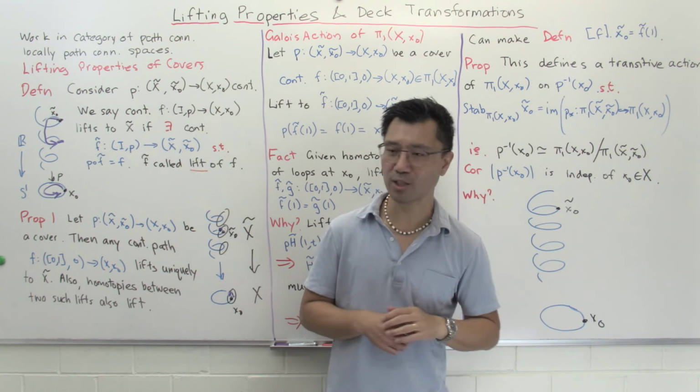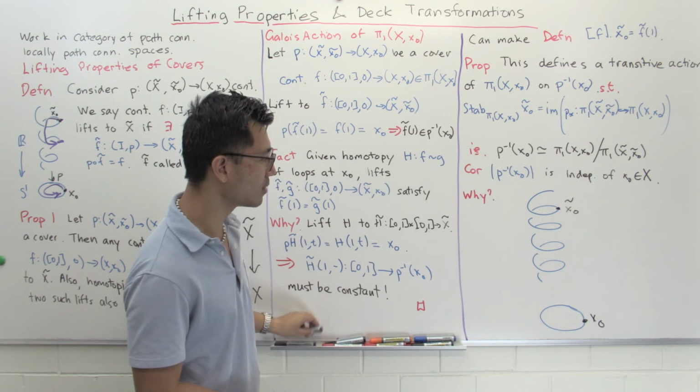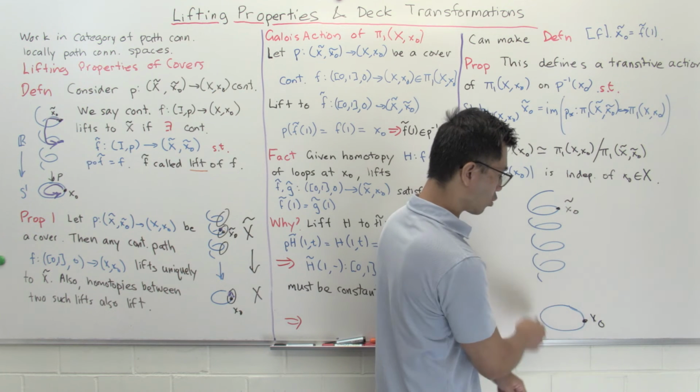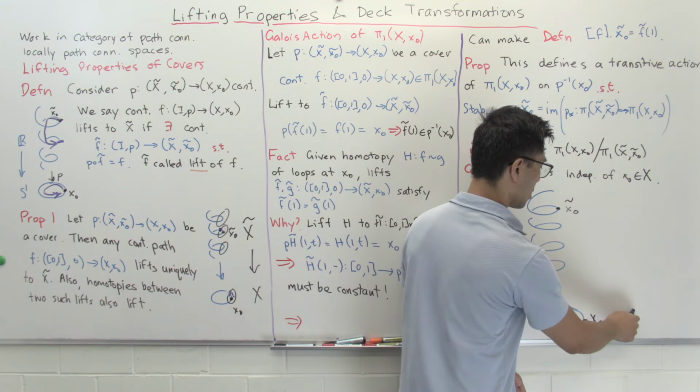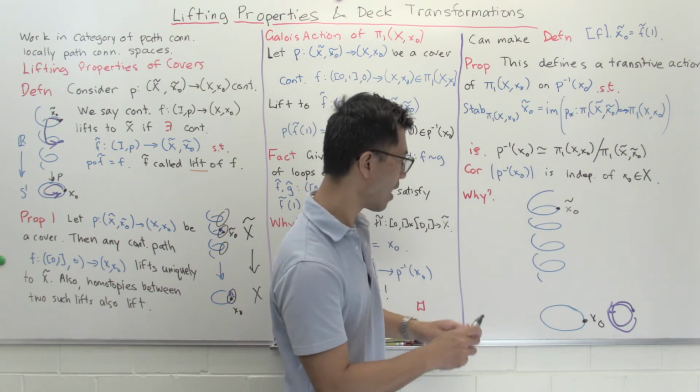Okay, so let's pick two elements inside the group. Maybe I'll pick an F downstairs here. Maybe the first one just wraps around twice in this direction. So once, twice. Okay, so that's the F that you have here.